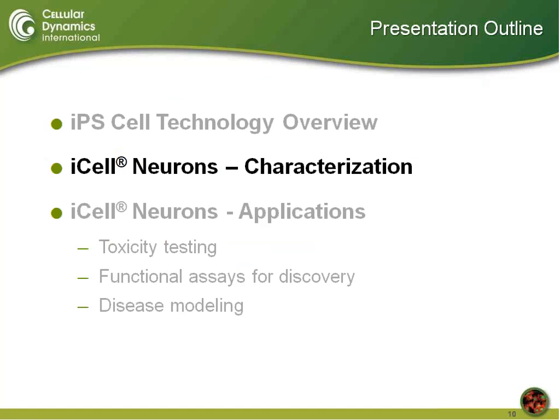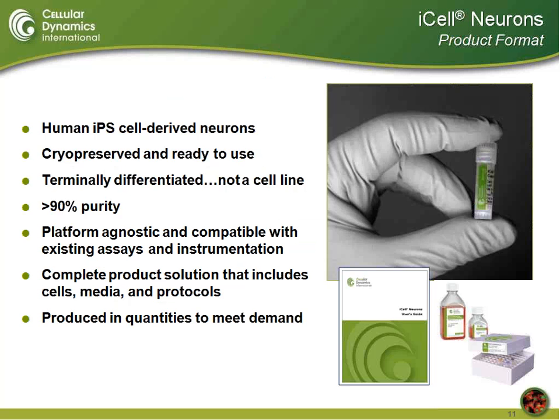In the next few slides, we will focus on the general characterization of the iCell neuron product. And I'd like to begin by just going over the product format. Again, iCell neurons are human iPS cell-derived neurons, and they come cryopreserved and ready to use, fitting into any workflow and are available to store in your liquid nitrogen tank and are ready to use at your leisure.